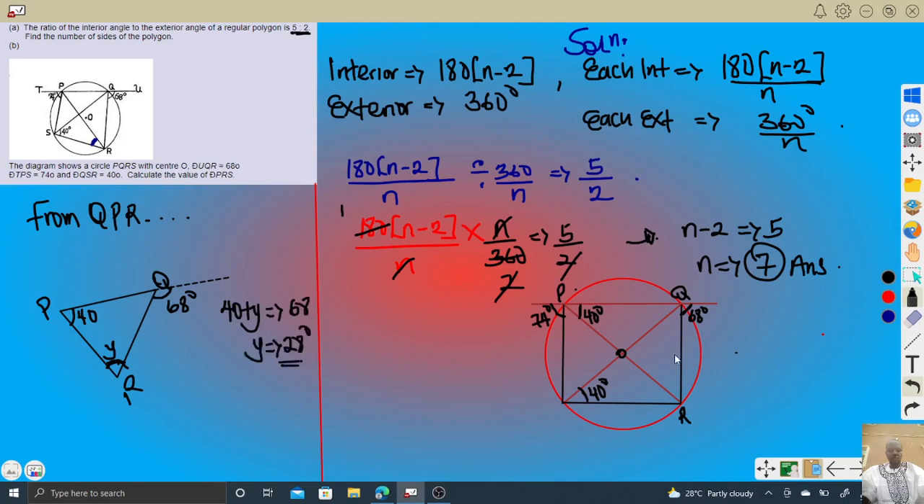So which was the angle at this point? Now I've gotten this one to be 28 degrees. So when you understand theorems, I don't think you guys are having any issue with all these things.